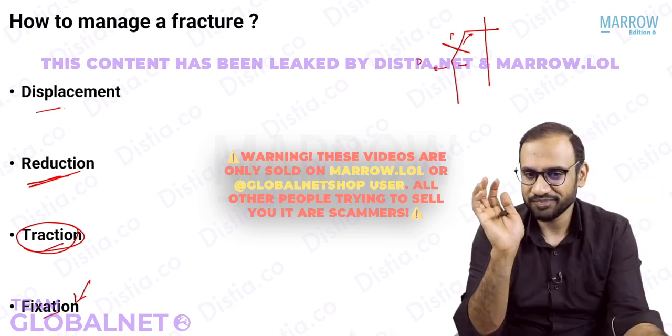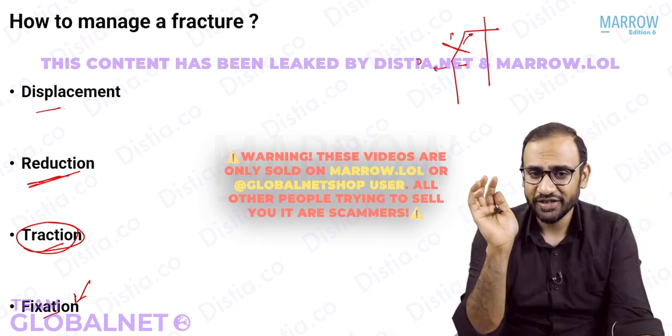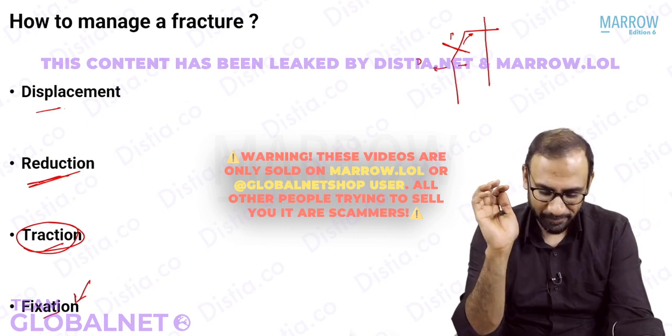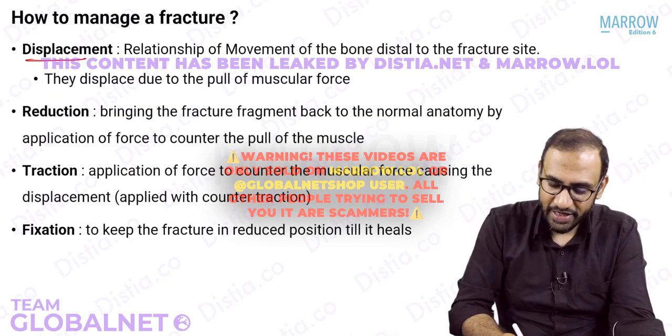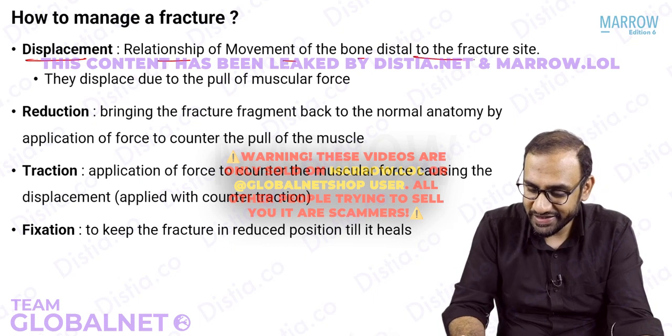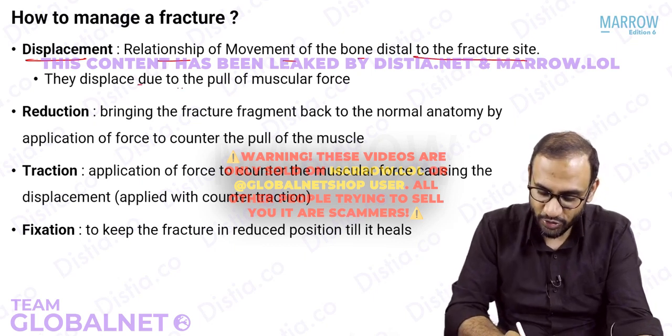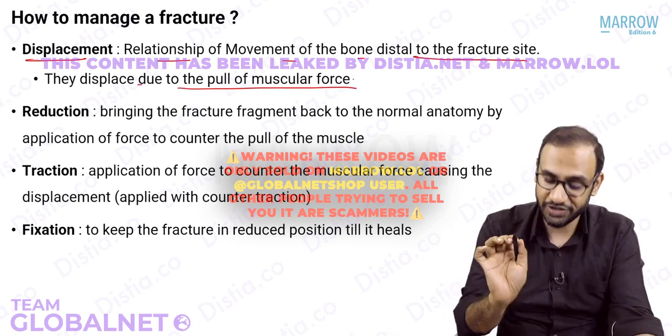General idea, right? Are you following the terms here? Okay, so look at this displacement. It's the relationship of the movement of the bone distal to the fracture site. They displace due to the pull of the muscular force and the velocity of injury.